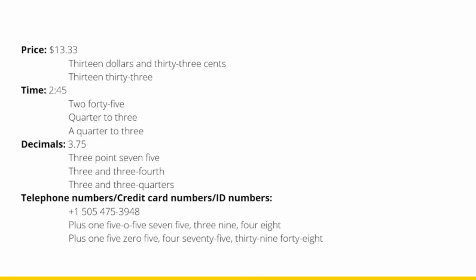And the last one we have, it's about telephone numbers, credit card numbers, and ID numbers. So here, for example, you have a number, and this number can be said as the following: +1 505 753948, or we can say it as +1 505 475 3948. So you have to make sure before you take your IELTS test, you are aware of the numbers and how they can be said differently.